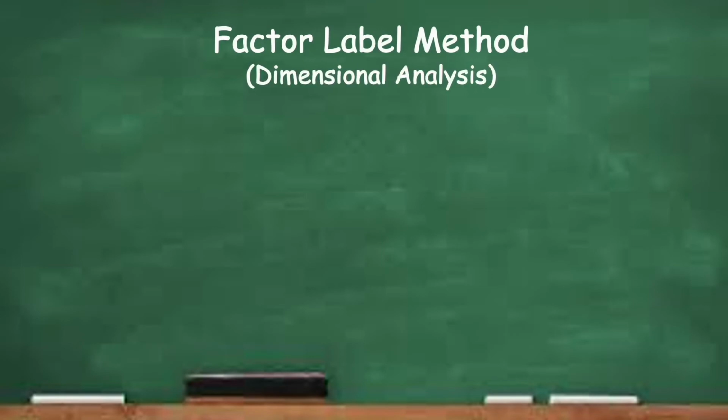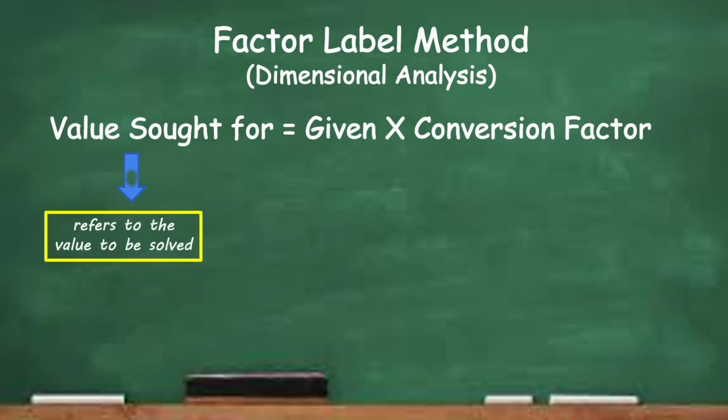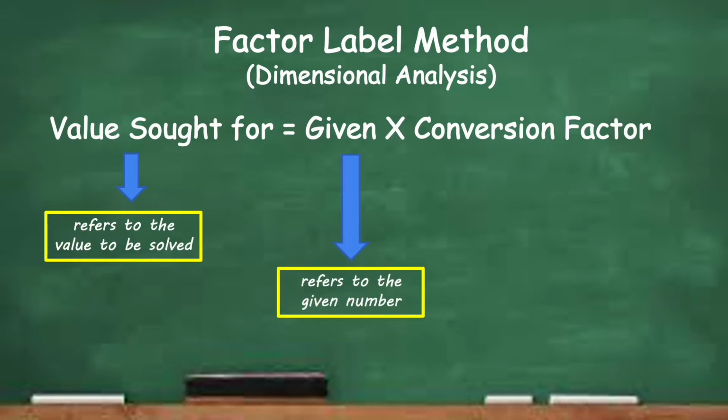In our previous video lesson, you've learned about the factor label method or dimensional analysis. Let's have a quick recap of this method. Remember this relationship: value sought for is equal to given times conversion factor. So again, when we say value sought for, this refers to the value to be solved. Given refers to the given number.